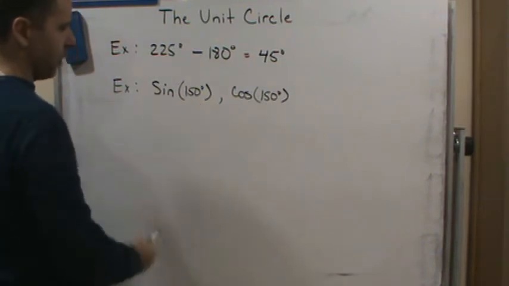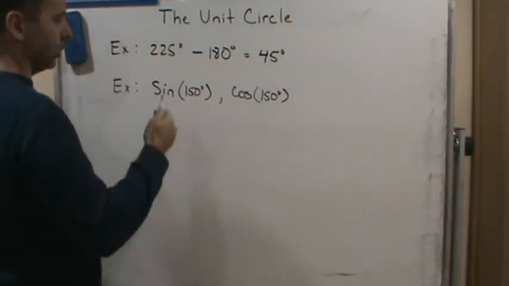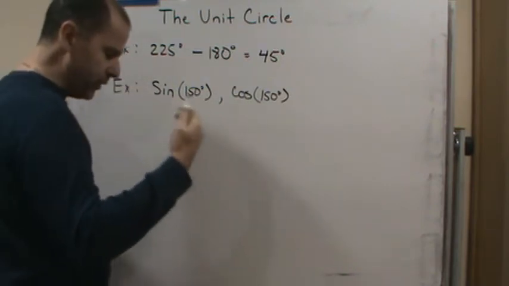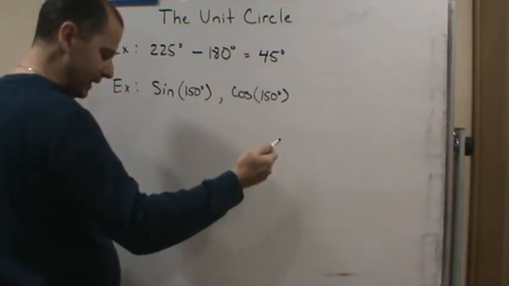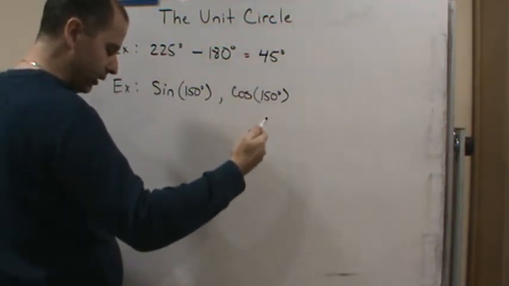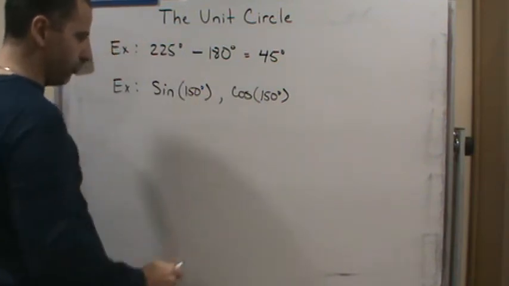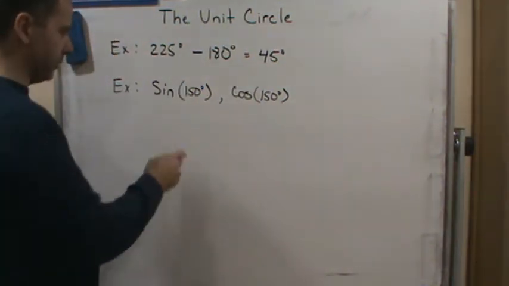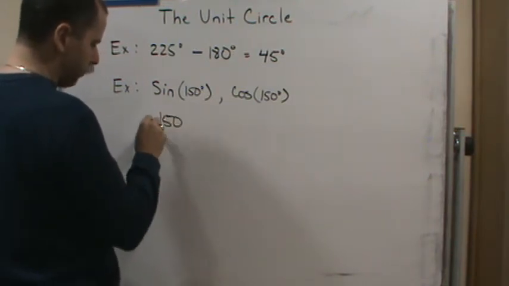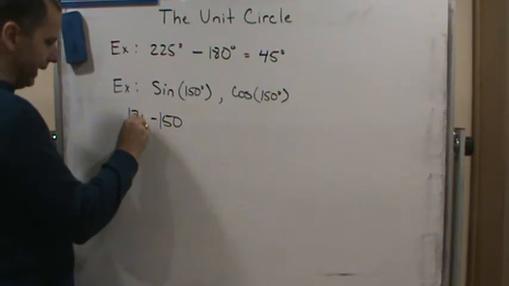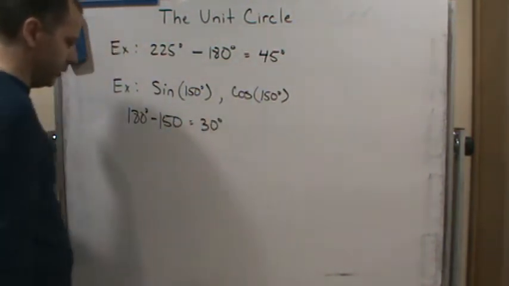First of all, I know this is in the second quadrant. It's between 90 and 180. So how do I get the reference angle? Again, visualize where the angle is. That means it's less than 180. So to find the reference angle, I need to take 180 and subtract off 150. That will give me the reference angle. So I subtract 150 from 180, and that gives me a reference angle of 30 degrees.